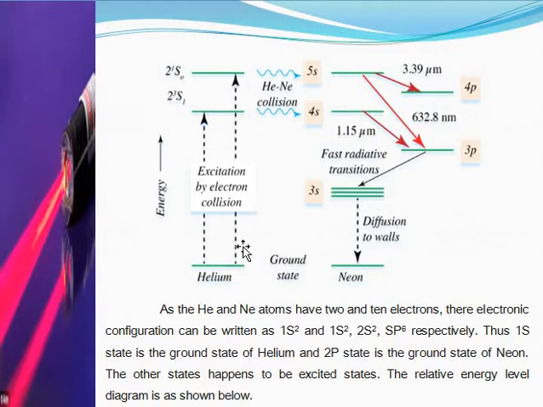As the discharge tube consists of helium gas and neon gas, the energy level diagrams of helium and neon are as shown here. As the helium and neon atoms have 2 and 10 electrons, their electronic configurations can be written as 1s2 and 1s2, 2s2, 2p6 respectively. Thus, the 1s state is the ground state of the helium atom and the 2p state is the ground state of the neon atom. The other higher energy levels happen to be excited states. The relative energy level diagram is as shown here.